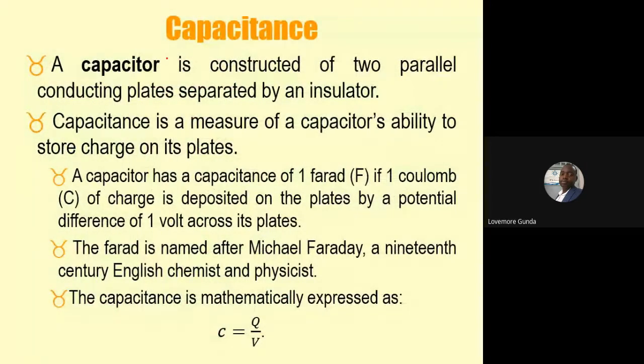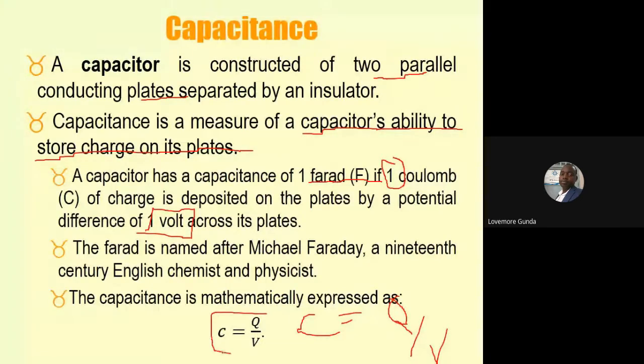So a capacitor now, I will explain this, is constructed using two parallel conducting plates separated by an insulator. Capacitance is the measure of the capacitor's ability to store charge on its plates. This is a more refined definition. So a capacitor will have a capacitance of 1 farad if it can store 1 coulomb of charge when it is exposed to a potential difference of 1 volt, right? So we can say C is equal to charge over voltage, C = Q/V.